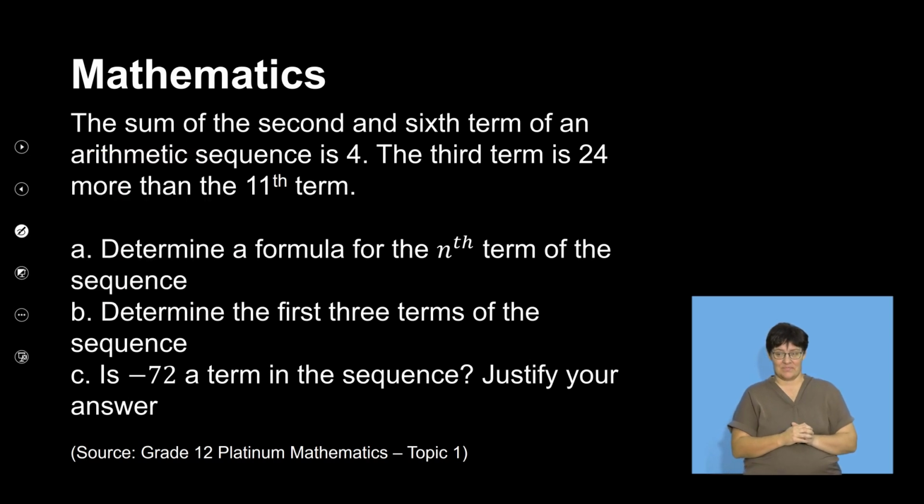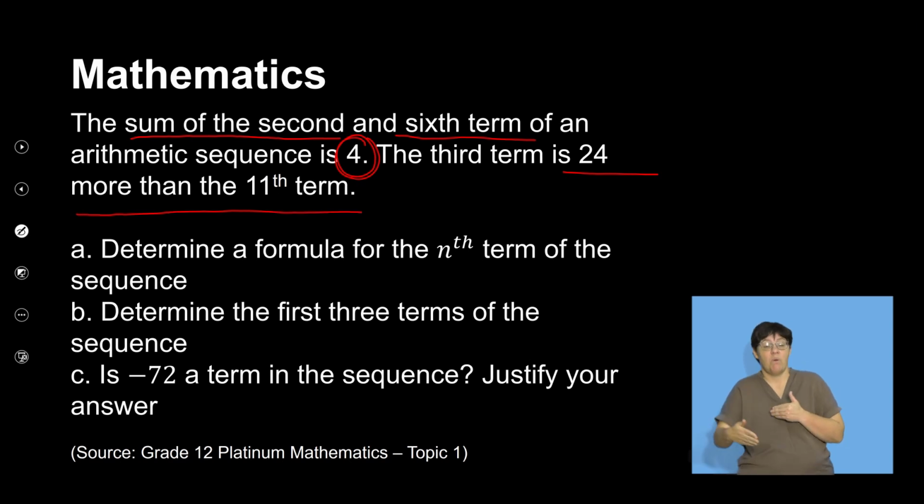So, we are now told that the sum of the second and the sixth term of an arithmetic sequence is 4. The third term is 24 more than the 11th term. This is similar to an example we've done in the past where we are given certain pieces of information about a sequence, but we still don't know what the actual nth term is. So for this question, we're going to determine what the nth term is.